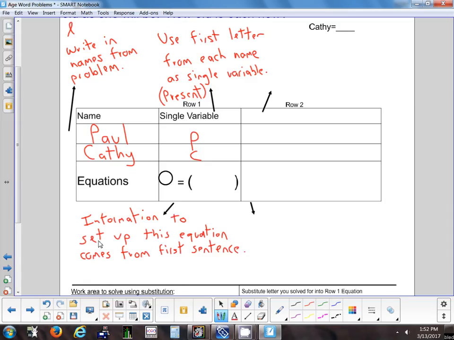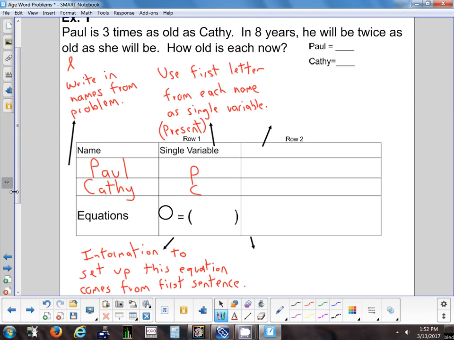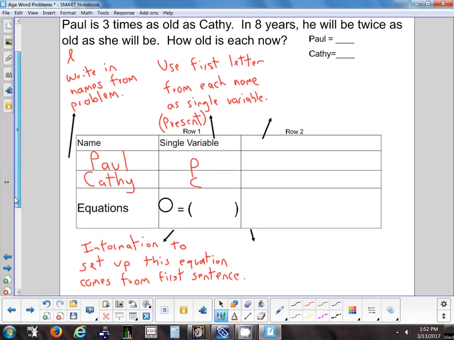All right, so the information to set up this equation, I'm going to set up an equation here in this box. The information to set up that equation is going to come from the first sentence. As I'm reading that sentence, wherever I see Paul's name, I'm going to represent it as a P. Wherever I see Kathy's name, I'm going to represent it as a C.